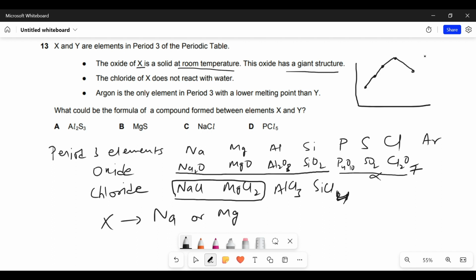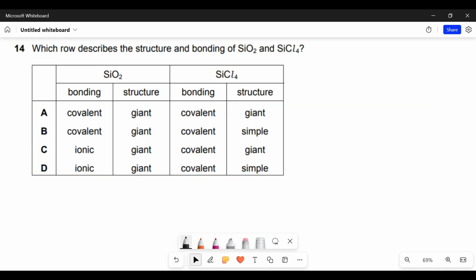Phosphorus has lower melting point. Similarly for sulfur, sulfur is also lower melting point. Chlorine is a gas and argon has the lowest melting point. So we can see that above argon there is chlorine. Chlorine has melting point just higher than argon, so Y is chlorine. So the required answer will be, if I form a formula, it can be either magnesium chloride or sodium chloride. So from the options we can see that option C is the correct response.